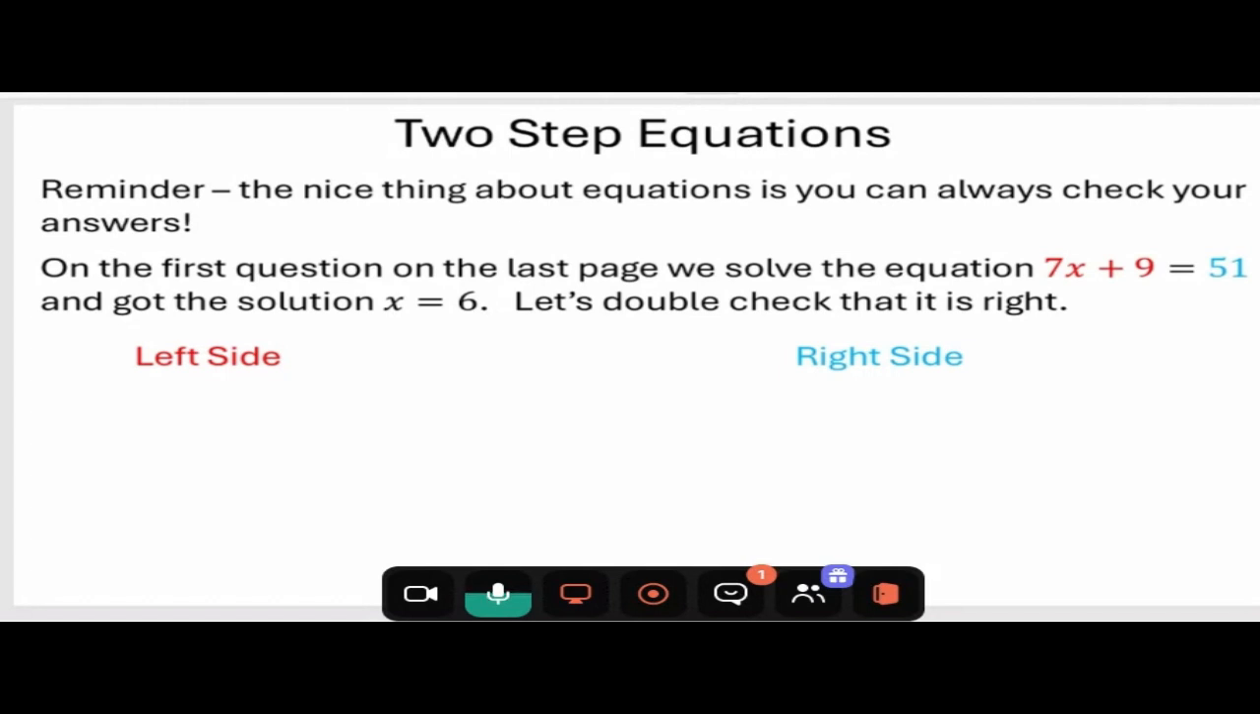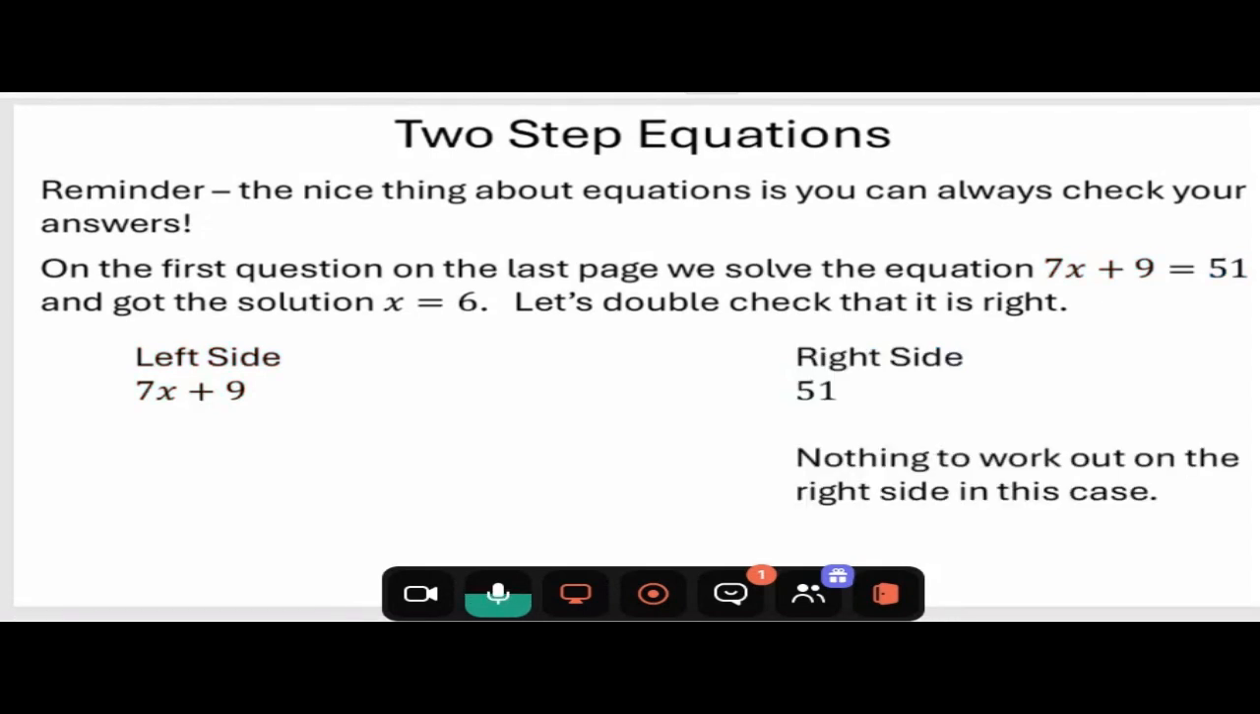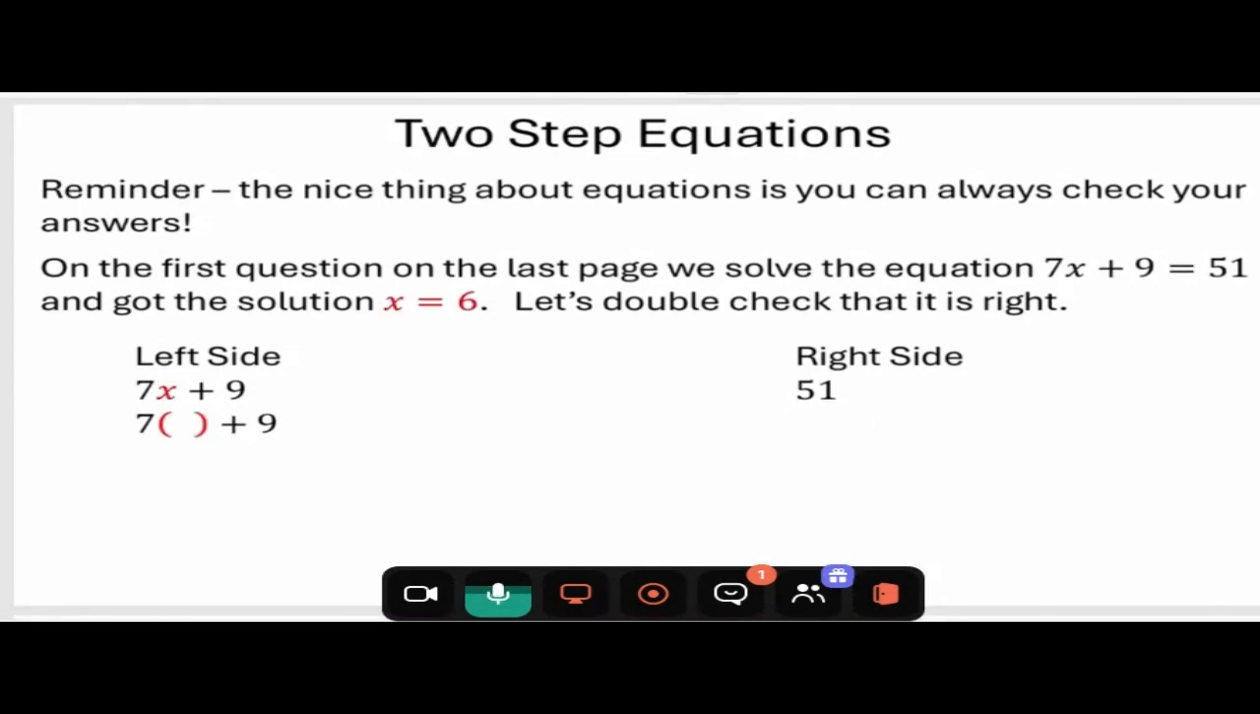So we're going to take the left side I've put there in red and the right side I put in blue. We are going to work them both out separately to see if x equals 6 does make them equal. So on the left we have 7x plus 9. If you look at the right side there, it's 51. Well, in this case, there's nothing to work out, although we've seen sometimes there can be variables on the right as well. Over on the left side, we're going to replace the x with a bracket, and into that bracket goes a 6, the number we're checking. Now just work it out.